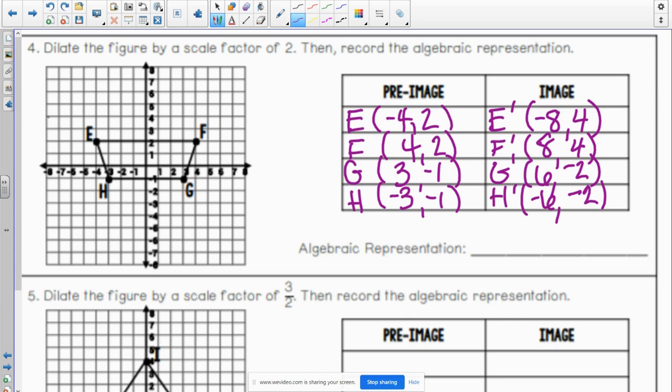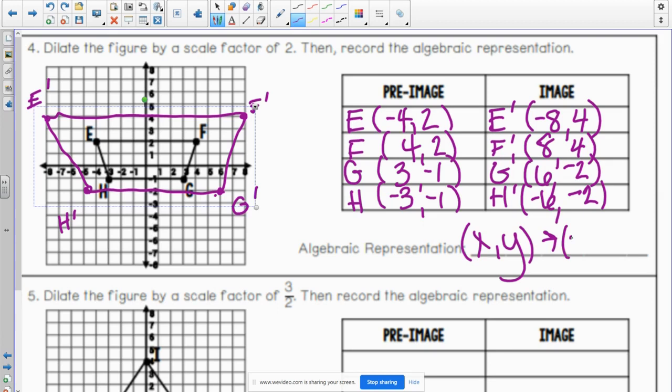So negative 8 and 4, E prime. 8 and 4, F prime. 6 and negative 2, G prime. And negative 6, negative 2, H prime. And then if we connect them all, and again, you'll do a better job with a straight edge, if we look carefully, it preserved its shape. Of course, the image is enlarged, but it looks like we did it the correct way because we ended up with the same shape. So your rule, start with your x, y, and then you multiply times 2 to the x and times 2 to the y.